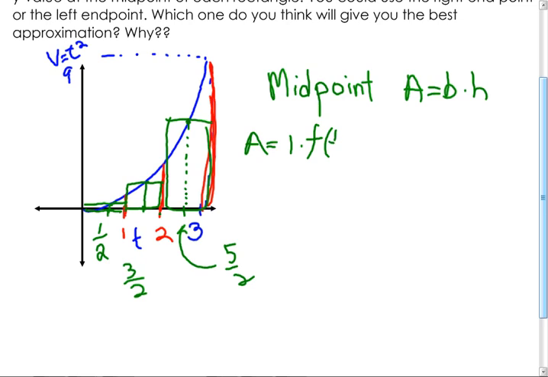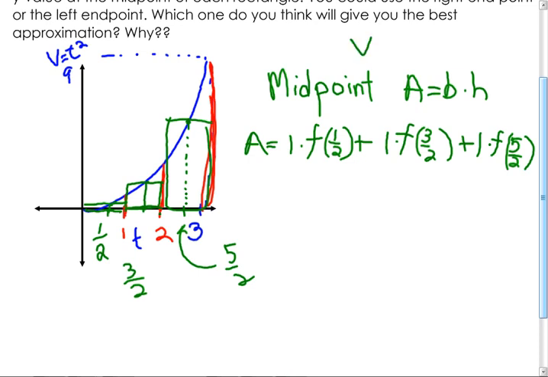You've got to be a good bookkeeper. You'll get lost in your own work. Plus, then this base, which is 1. And how do I find that height? It's f of 3/2. Plus 1, and then it's f of 5/2. And then we also started the homework a little bit too. And what was f of x? Actually, it's v of t. V of t, and my function is equal to t squared.